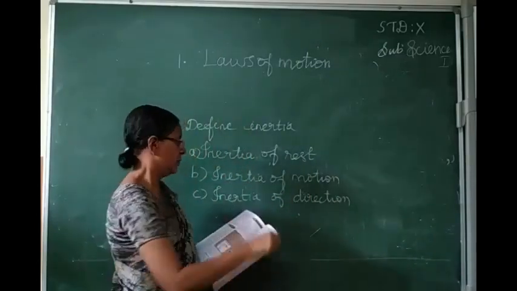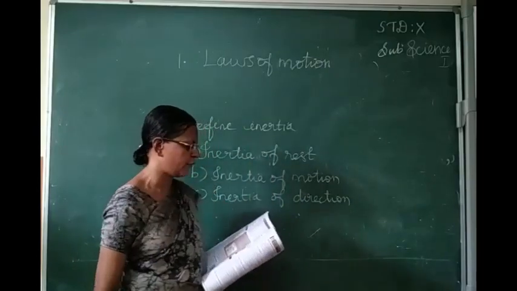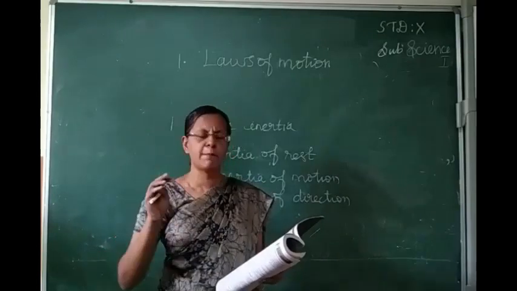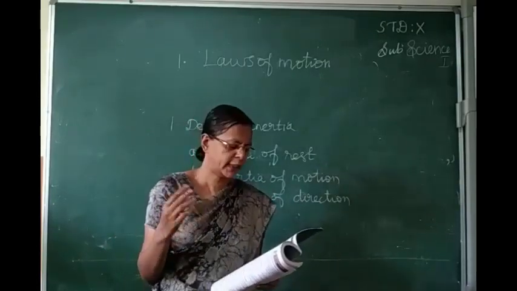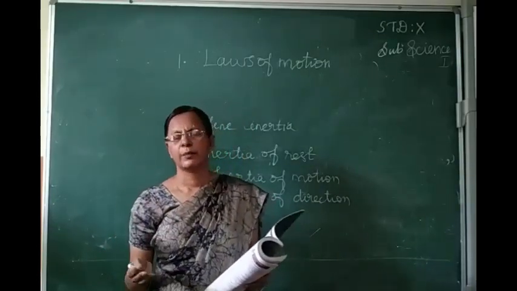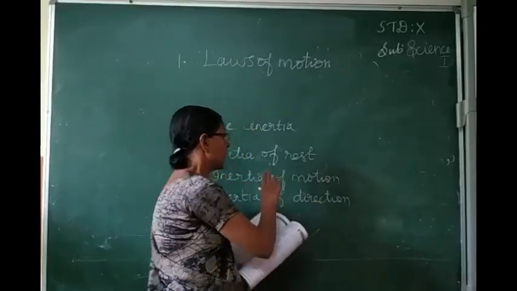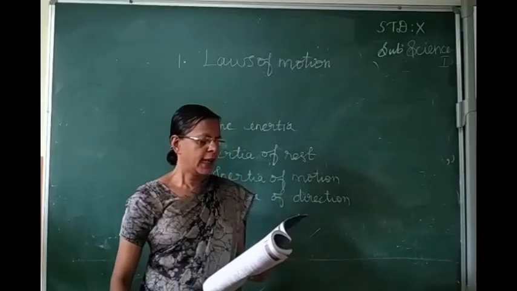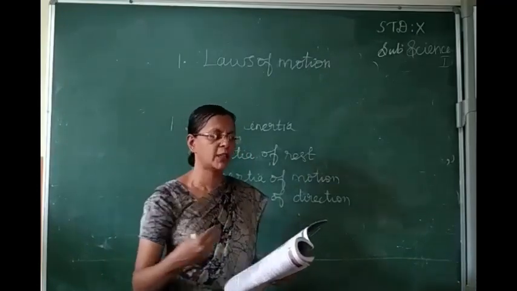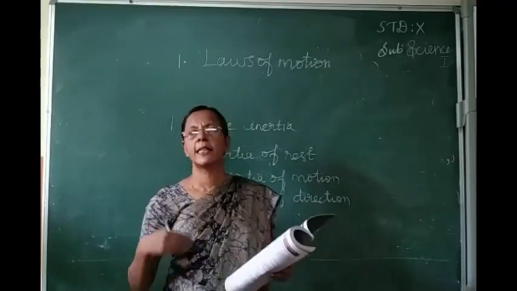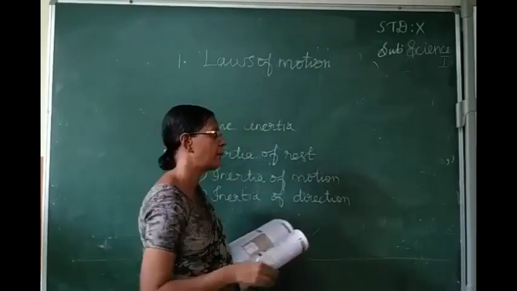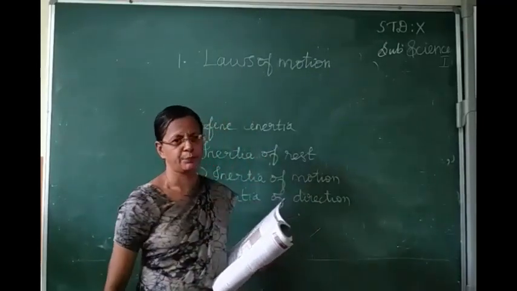What's the example for inertia of rest? When you vigorously shake the branches of a tree, some of the leaves and fruits are detached and may fall down. This is the example for inertia of rest. What's the example for inertia of motion? An athlete runs some distance before jumping because this will help him jump longer and higher. This is the example for inertia of motion.